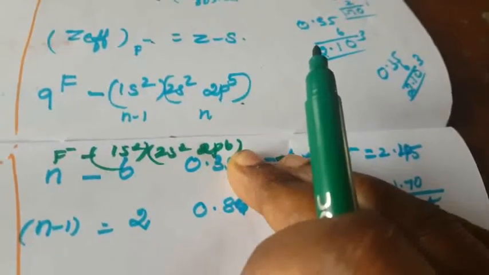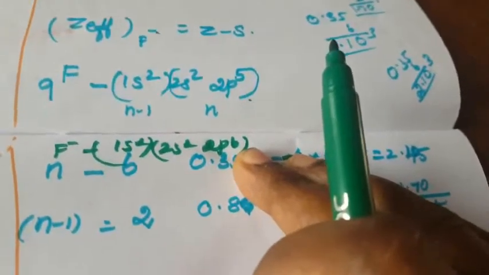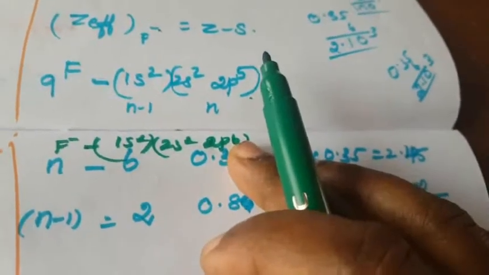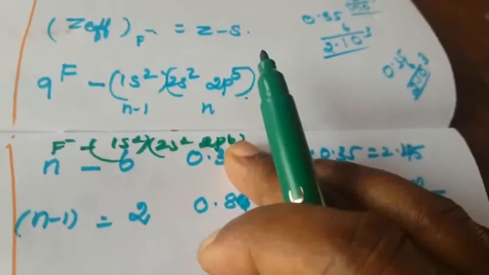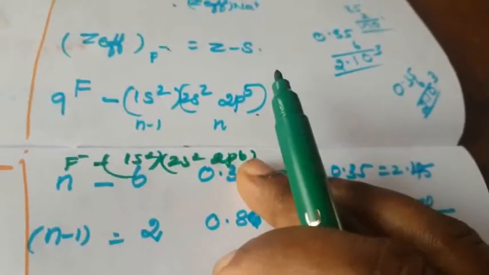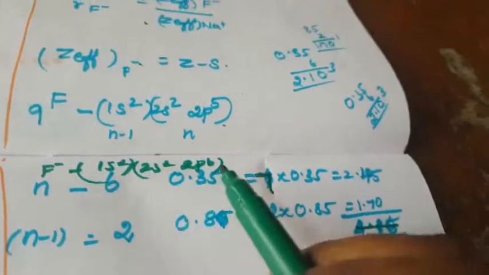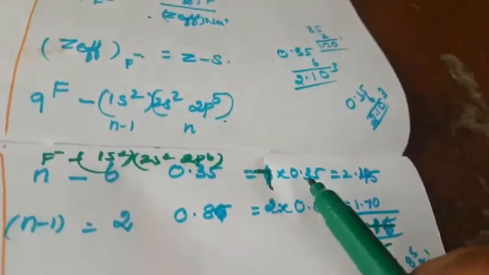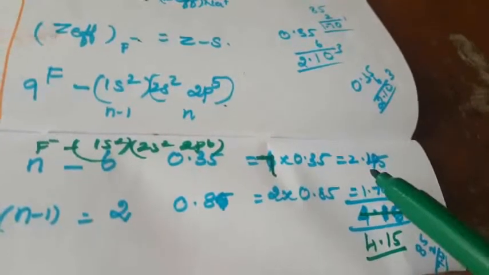So what is meant by last valence electron? We will leave 1 electron. So how many electrons remain? In 2p6 we remove one electron, so remaining how many electrons are there? That is 5 electrons. So totally 7 electrons in this one. That is the nth shell. Nth shell 7 electrons multiplied by 0.35, that is 2.45.